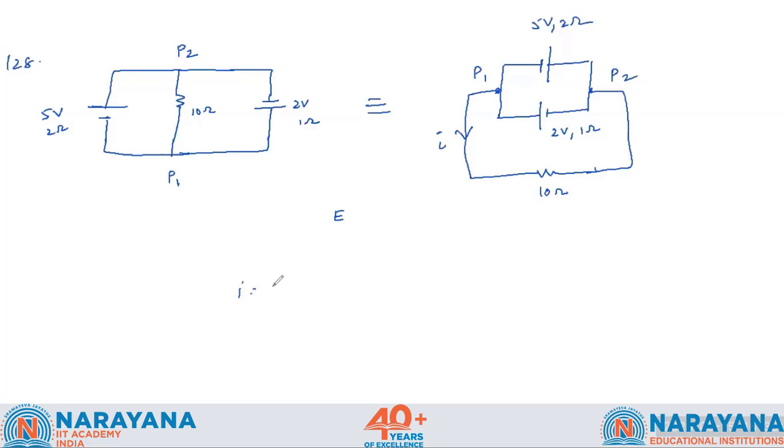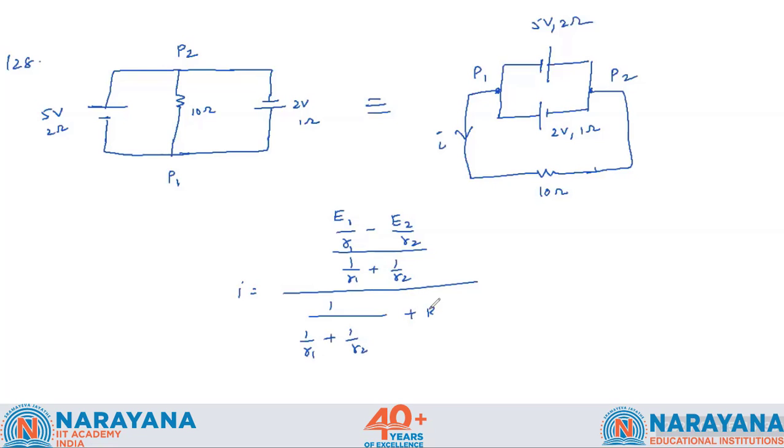I will be equal to the net EMF in the circuit. What is the net EMF? E1 by R1. Whichever has been reversed, take the negative sign for it. So minus E2 by R2, divided by 1 by R1 plus 1 by R2. This is the net EMF. Net internal resistance will be 1 by (1 by R1 plus 1 by R2), plus capital R.